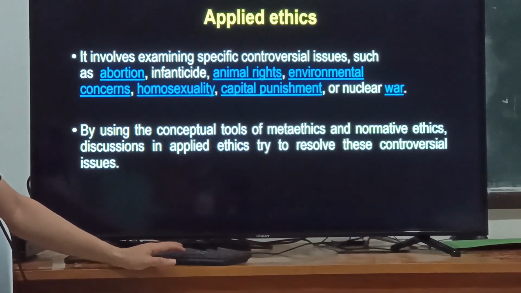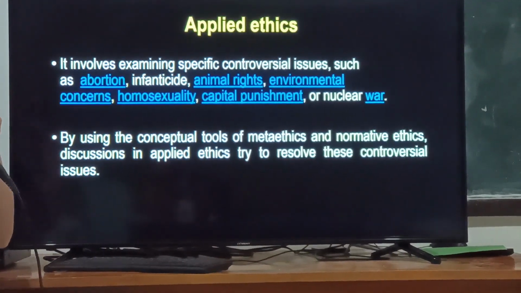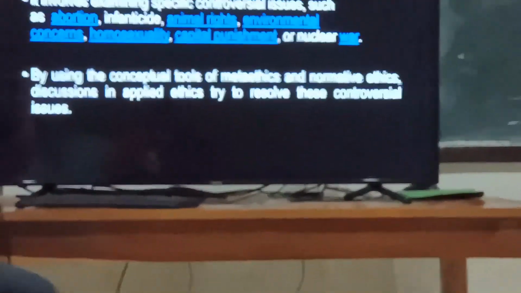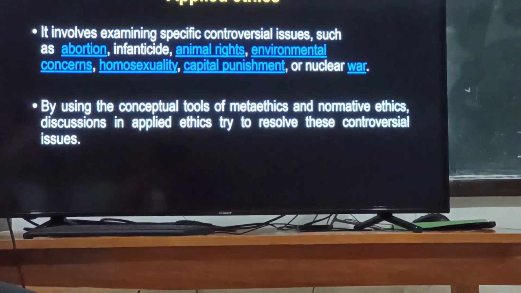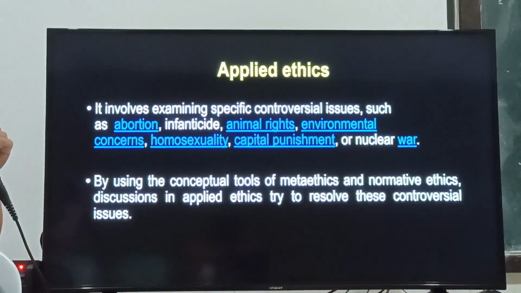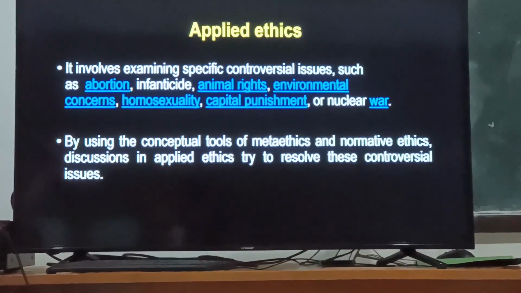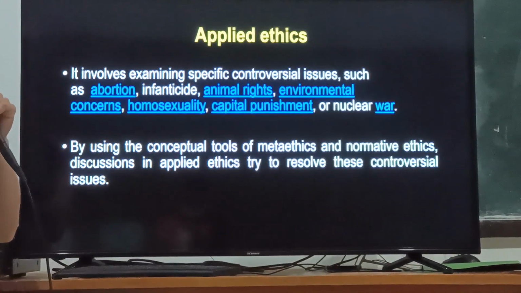We now proceed to the third general subject area of ethics, which is applied ethics. In applied ethics, the principles in normative ethics will be applied in certain areas. It involves examining specific controversial issues such as abortion, infanticide, animal rights, environmental concerns, homosexuality, capital punishment, or nuclear war. By using the conceptual tools of meta-ethics and normative ethics, discussions in applied ethics try to resolve these controversial issues. Applied ethics is called so because we are now applying the principles in meta-ethics and normative ethics.